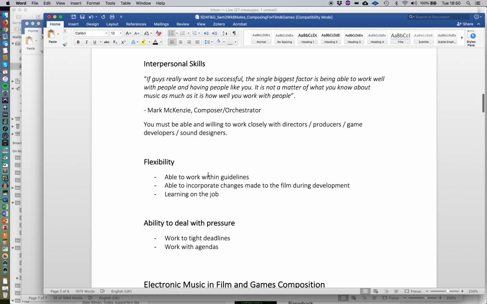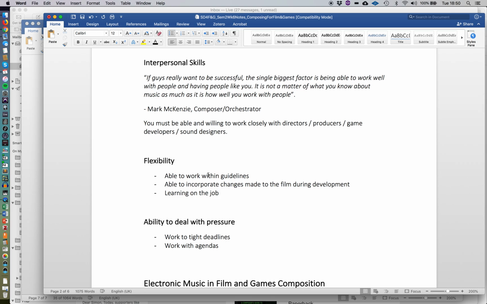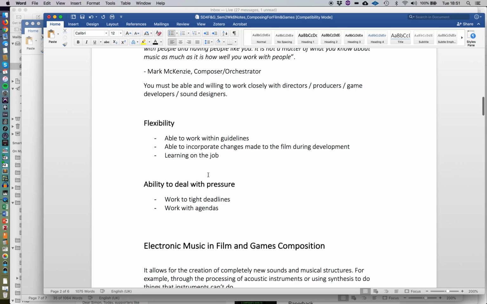And also learn on the job. You might have to incorporate instruments you've never worked with before. You might need to know how to score for those or record them. So new techniques might sometimes need to be embraced, new ways of working. Also being able to deal with pressure, so working to tight deadlines and dealing with people's agendas that maybe aren't made clear at the outset, but they come in as the project unfolds.